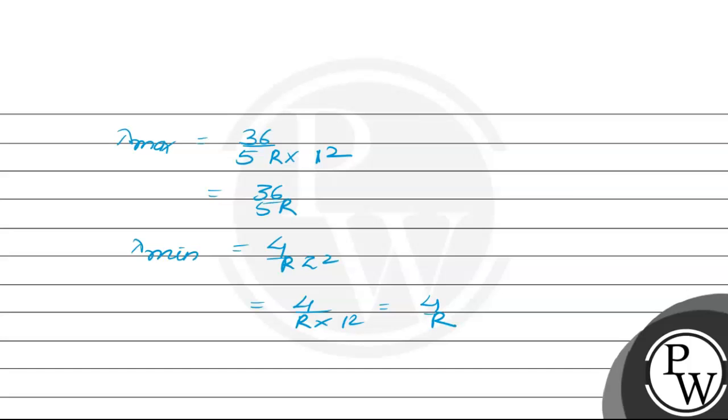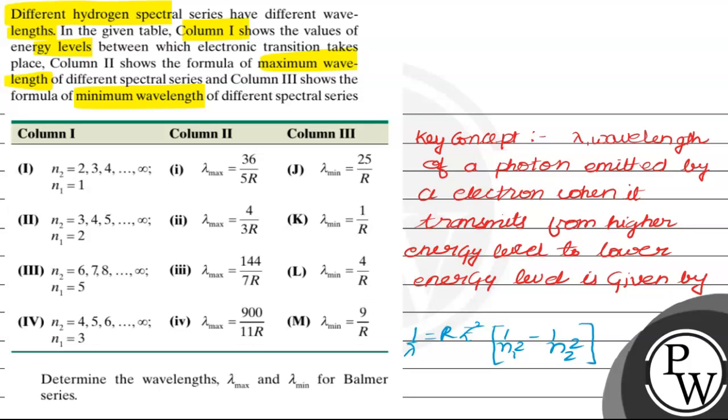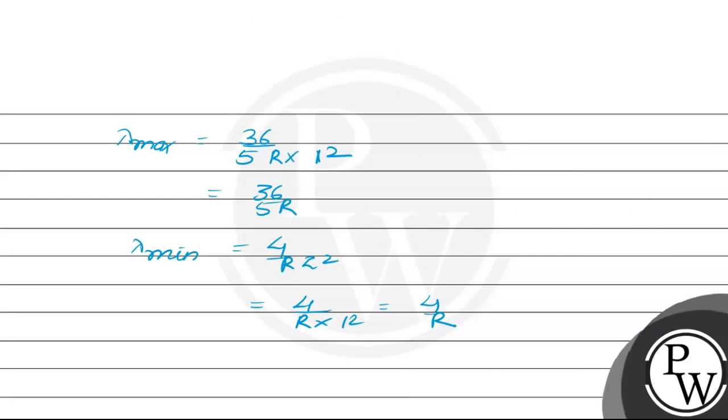On seeing the options, we can say that the Balmer series should match with the second option of column 1 and the first in column 2, and this should match with the L option of column 3. So second, first, and L is the correct combination. Second from column 1, first in column 2, and L from column 3 is the correct combination for this question.